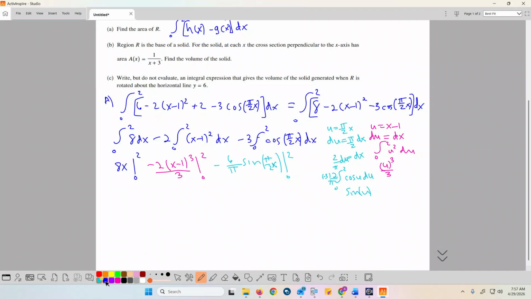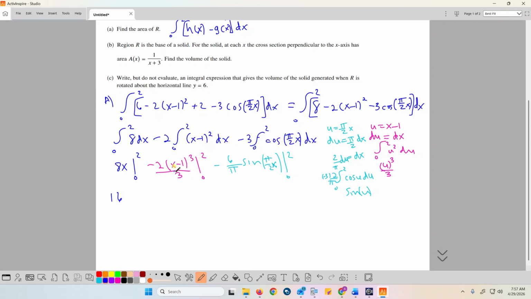Anyway, from here, you're just going to use your fundamental theorem of calculus to plug in your upper bounds and then minus plugging in your lower bounds, and we go from there, okay? All right, so let's see what that looks like. If we plug in here, 8 times 2, well, that's going to give us 16, right? But then 8 times 0, well, that's just 0. Okay, bingo. Now, let's plug into this next term.